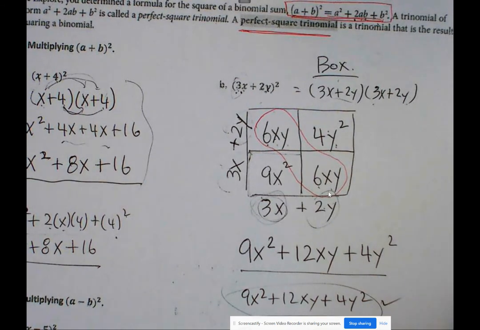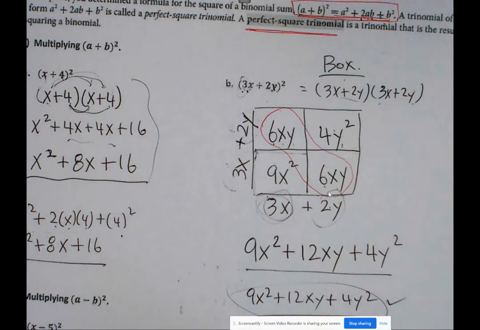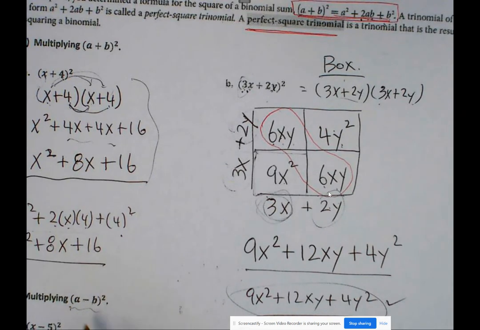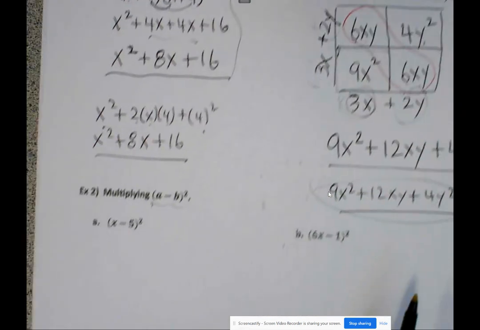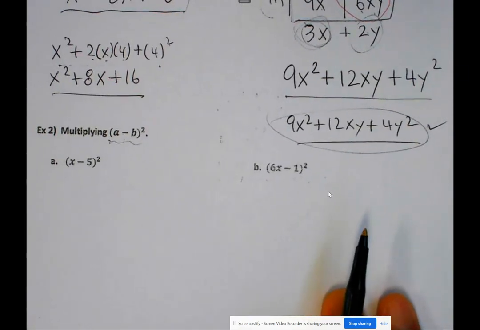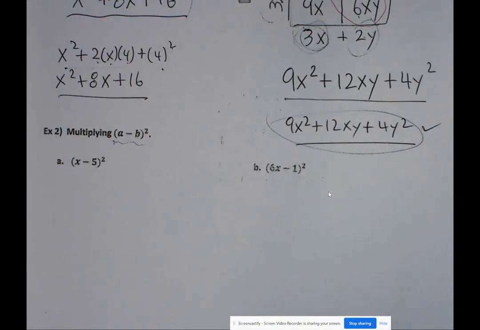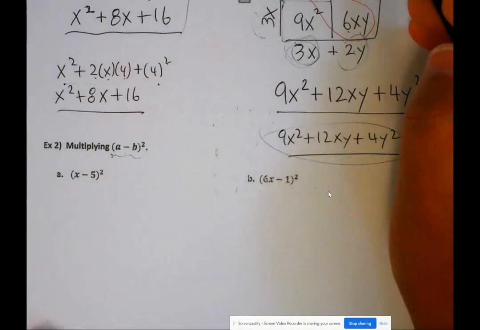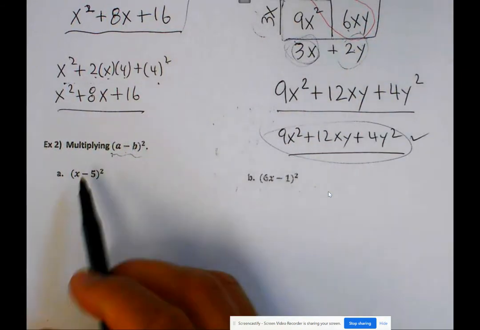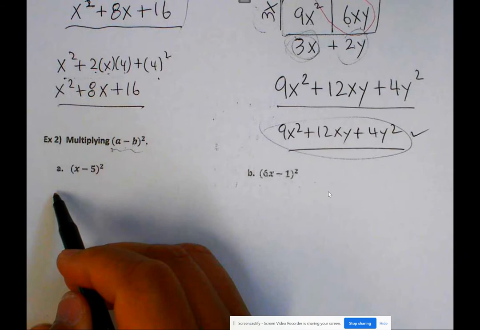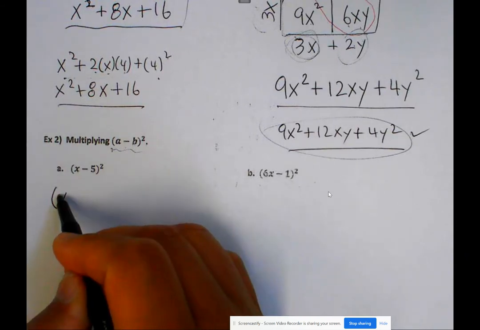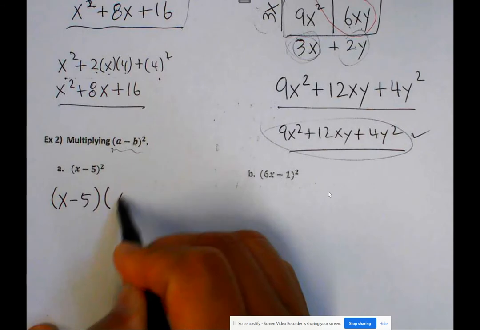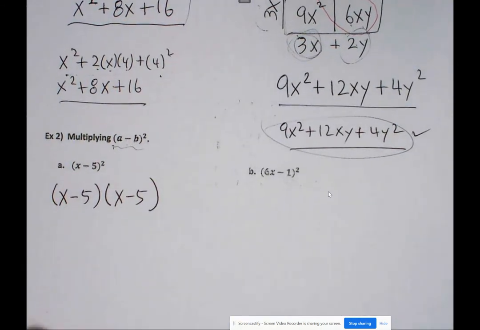Alright, same thing with this. It doesn't matter if you have a plus or minus. The formula will apply, except the middle sign will be minus rather than plus. But again, you can use the distributive property for this one. So you write it out twice. Okay, go ahead and multiply this out really quick. I'll give you about 30 seconds to do that on your own.